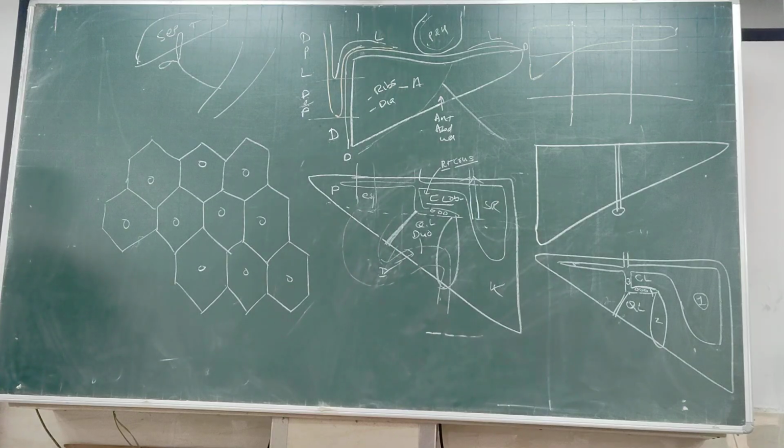Histology of liver means you need to know three things. What is hepatic lobule? What is portal lobule? What is hepatic acinus?